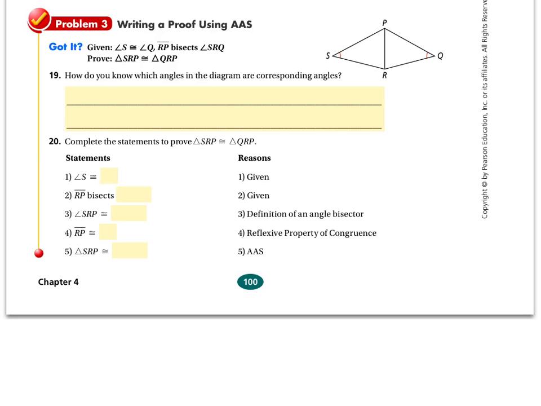And the first thing that we're asked is, how do you know which angles in the diagram are corresponding angles? Well, we know that S and Q are corresponding angles because if you notice, they both have the same arcs. Alright, so we'll put that in our blank here under number 19. The same arcs.